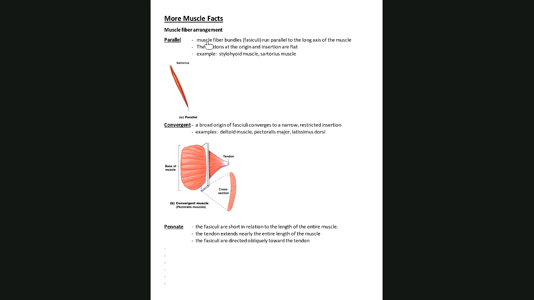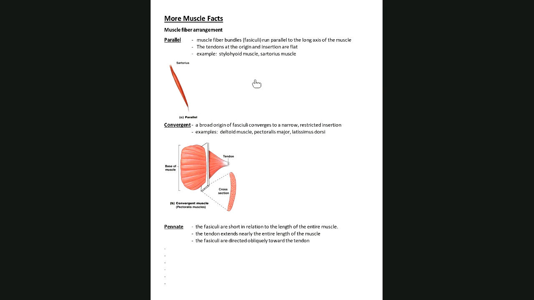Now the first one is parallel. And you can see on the left are parallel. It says muscle fiber bundles, which are fasciculi, run parallel to the long axis of the muscle. The tendons at the origin and insertion are flat. Examples, the stylohyoid muscle, sartorius muscle is a good one.